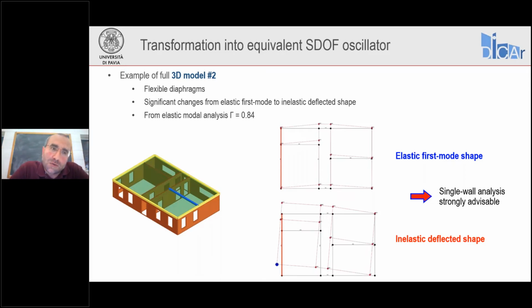Now, because the diaphragm is quite flexible, we may prefer to avoid these spatial considerations about gamma and just analyze individual walls. You see, we would end up with gamma less than 1, which doesn't make much sense. But since diaphragms, again, are flexible, in this case just analyzing individual walls will probably provide the best estimate of the right solution.